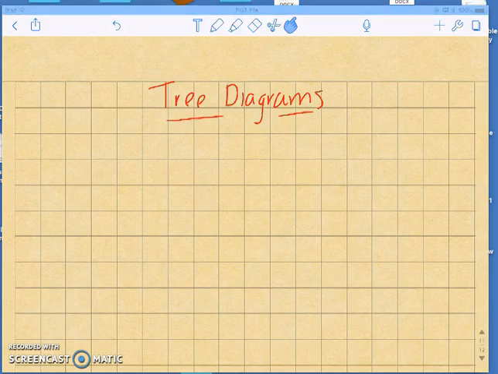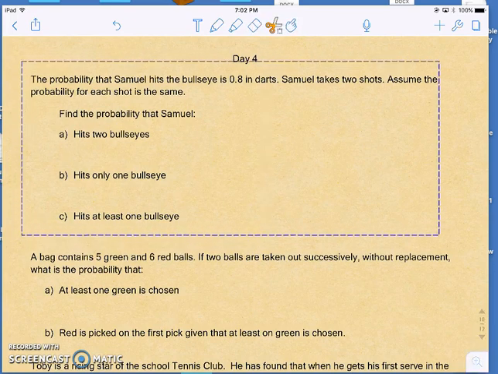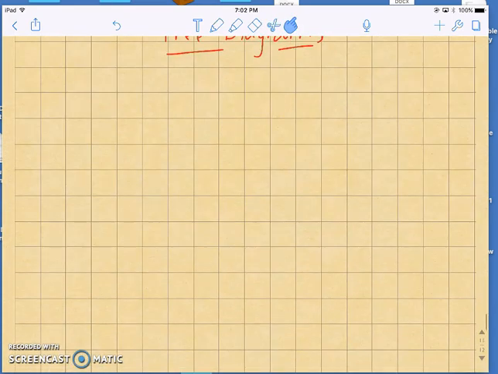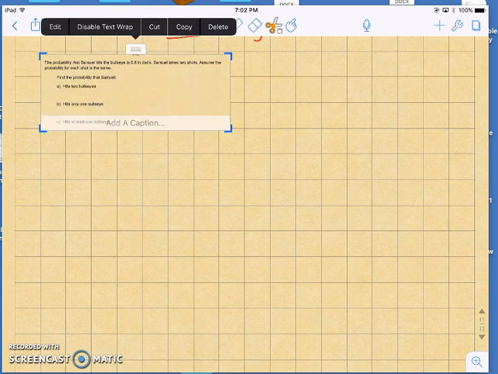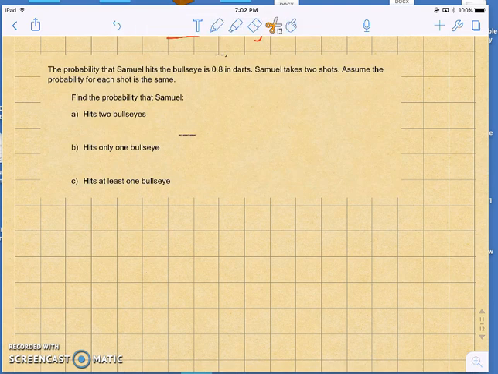So today we're going to take a look at tree diagrams. So let's take this first problem here, and we're going to see what we can do with this. All right, so here we go.